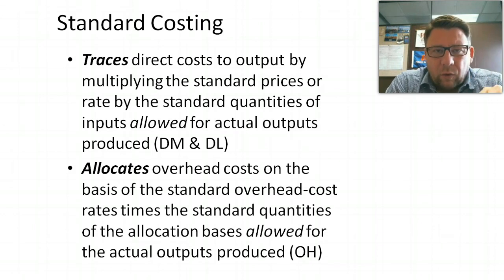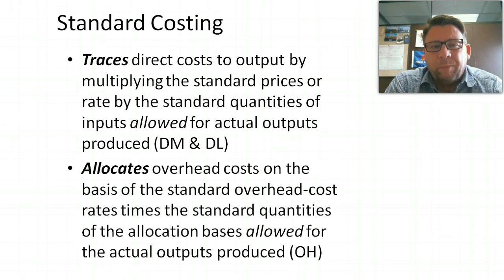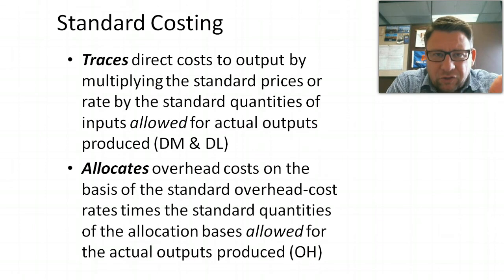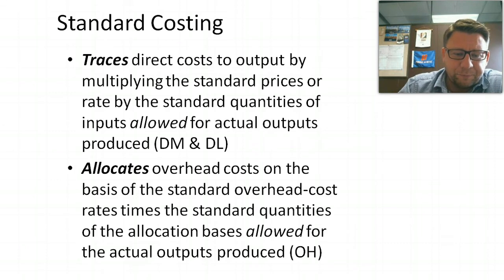But also, we have a standard for the quantity, the quantity allowed for the actual output. So if we're going to make one product, how much square footage of fabric, how much glue or nails or other raw materials. So it's not just the cost of those things, but also the quantity of those things. And you recall that we can trace those direct costs and we allocate the overhead costs.